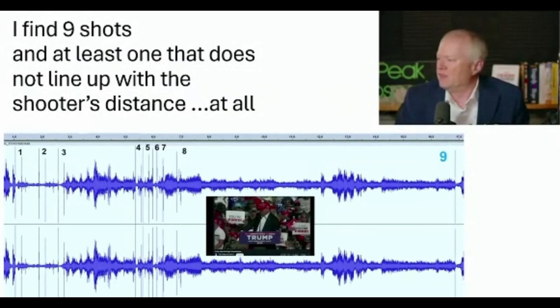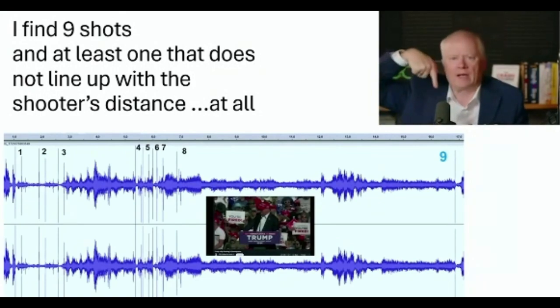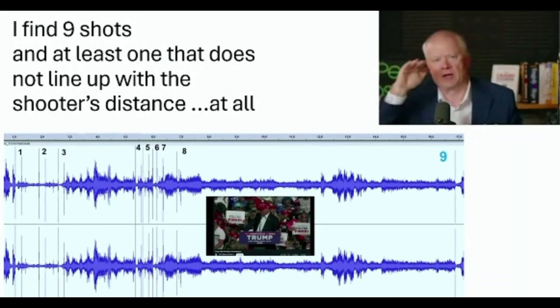All right. This is the audio file. I pulled it into a program called Audacity, right, off of that video. And I find on here 9 separate shots, okay? So I find 3. Then a grouping of 5, and then one last one out there. Number 9, I think, this is the sniper shot that, I think, looks like it took out Crooks just above the left eyebrow.